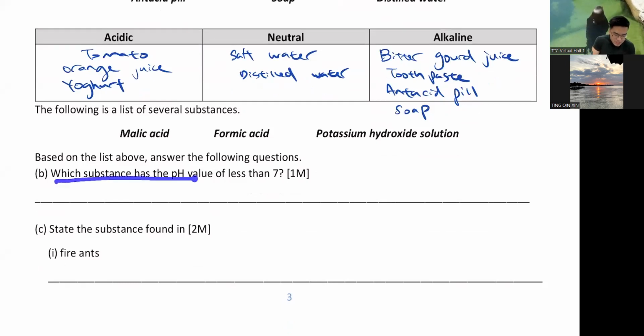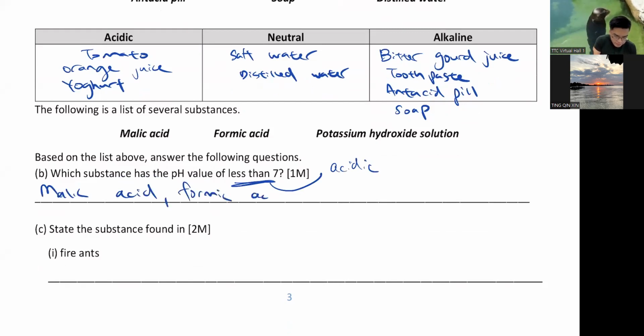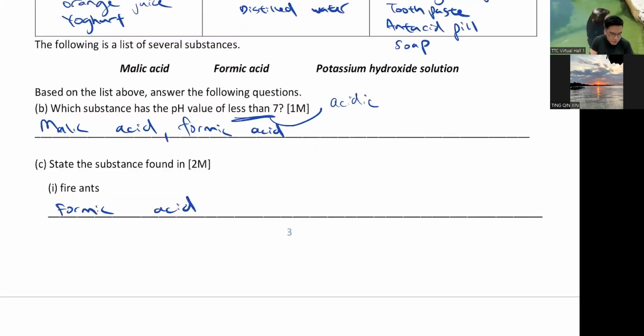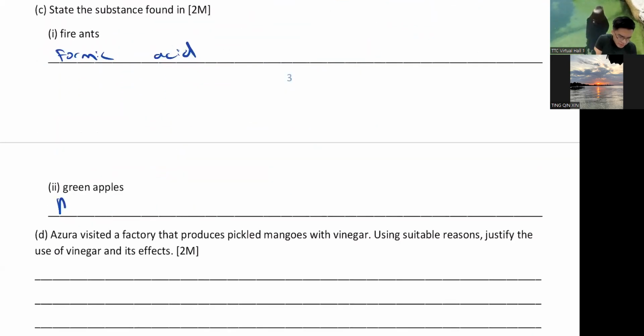So which substance has a pH value less than 7? Less than 7 is acidic, right? So here we have malic acid and formic acid. Fire ants have formic acid. If you don't know this, it's okay. It is general knowledge, extra knowledge outside the syllabus. And green apple has malic acid.